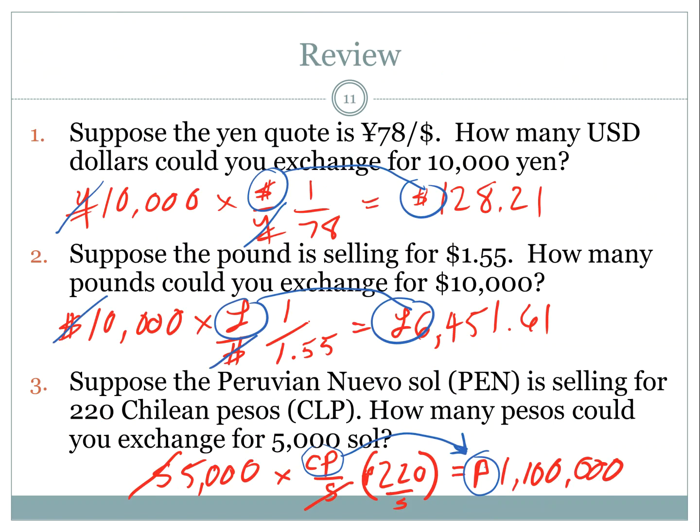All right, some more practice here. How do I go from yen to dollars? Multiply times a dollar over yen exchange rate, so the dollars cancel out. How do I go from dollars to pounds? Do a pound over dollar exchange rate so the dollars cancel out and I wind up with pounds. How do I go from Peruvian Nuevo Sol to Chilean peso? Say 5,000 sol, and I want pesos. I need sol down here, so that crosses out, and I put Chilean peso up there. This is the Chilean peso price of a sol, so I'll just use that.